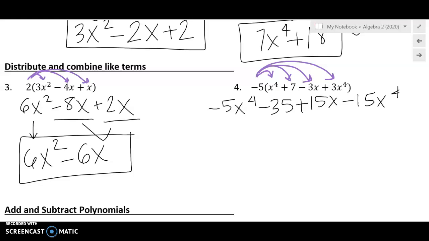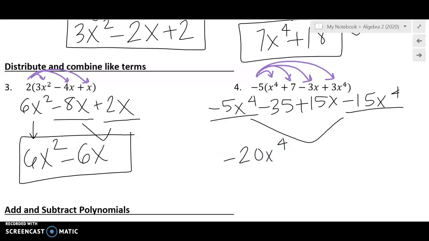Okay, then I'm going to scan through this. I'm going to see if I can combine anything. I notice I have a negative 5x to the 4th and a negative 15x to the fourth. Well, I can combine those, and I'm going to put those in the front. When I combine those, I get negative 20x to the fourth.